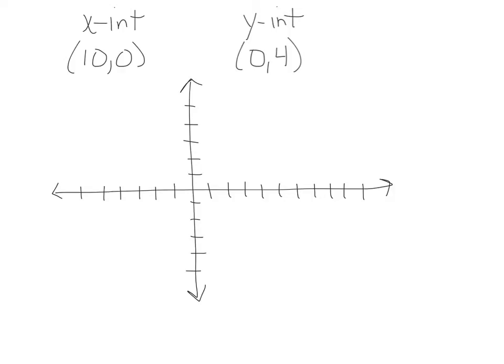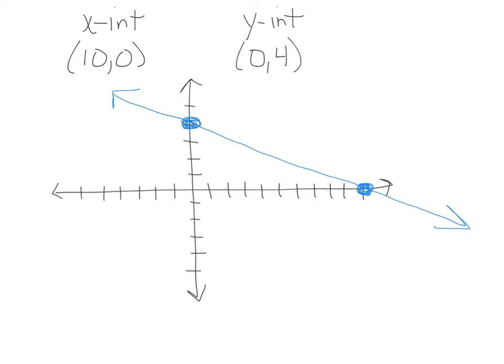It'd be better to use graph paper. I graph these 2 points. The first one is the x-intercept, which is on the x-axis, (10, 0). 1, 2, 3, 4, 5, 6, 7, 8, 9, 10. There's the x-intercept. And then the y-intercept, (0, 4), is on the y-axis. 1, 2, 3, 4. So I have my 2 points, and I connect them, and you have your line using the x-intercept and the y-intercept.